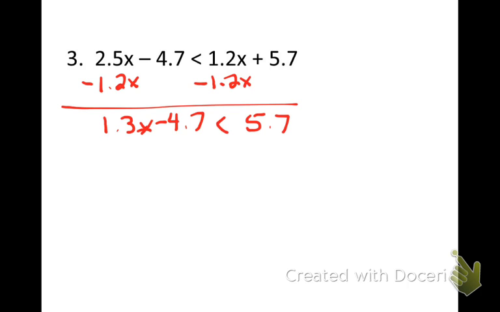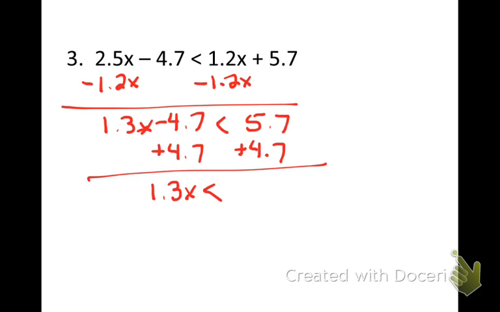So we brought our x's to the left, so that means we need to get our numbers to the right, so we need to add 4.7 to each side. Again, you must line up your decimal point. Get 1.3x is less than, carry your 1, 10.4, you bring your decimal straight down. So now we need to divide by 1.3, and this is where you use your calculators to do the division. You're going to get x is less than 8.